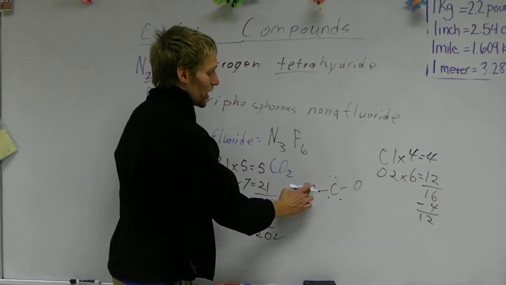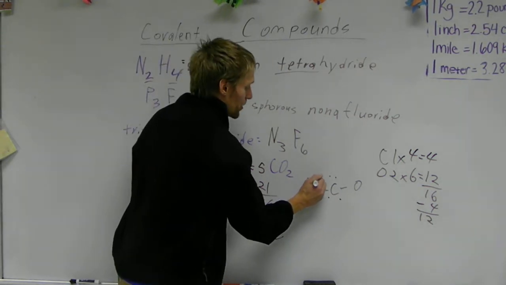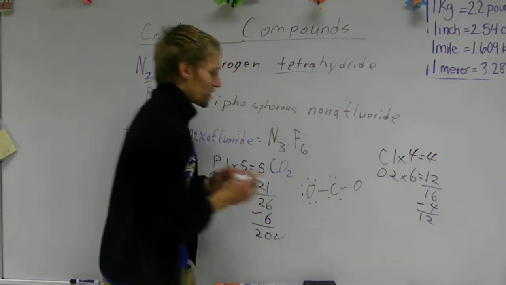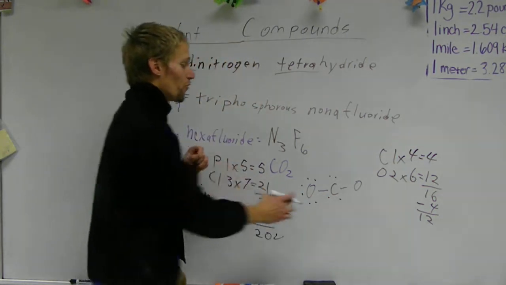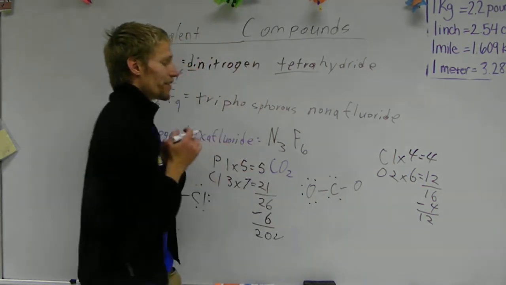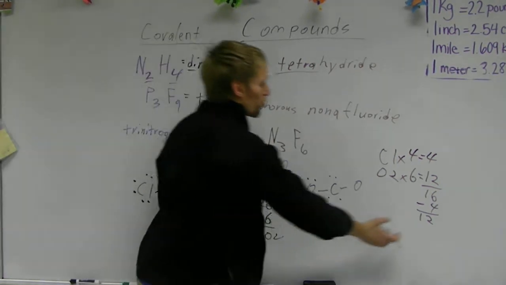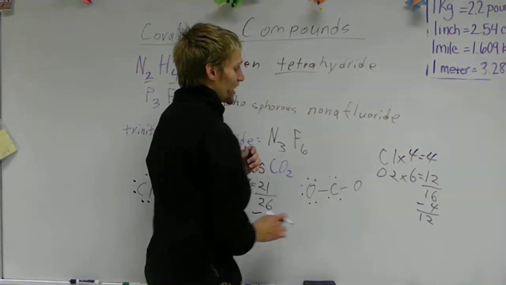So then we come over to this O. It's got 1 line. 1, 2, 3, 4, 5, 6. So we put 6 on that. So 4 on this one, 6 here. We've used a total of 10. We have 12 we can use. I can only add 2 more dots.